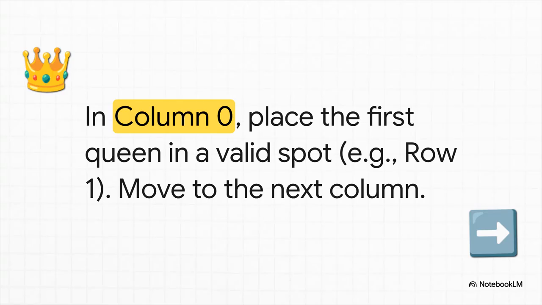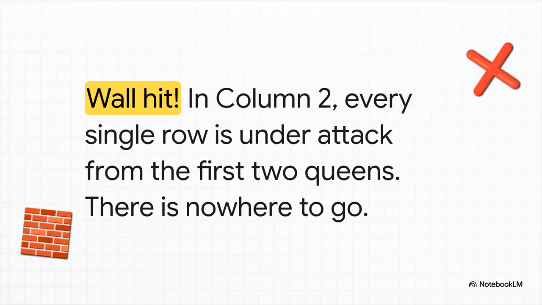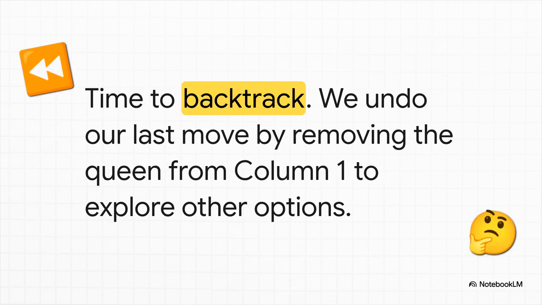All right, here we go. Column 0. We'll try placing our first queen in row 1. Everything looks good so far, so let's move on to the next column. Now in column 1, looks like row 3 is a safe spot. No conflicts yet. So we keep going, moving on to column 2. And oops, we've hit a wall. In column 2, if you look, every single square is being attacked by one of our first 2 queens. This is a dead end. So, what do we do? It's time to backtrack.